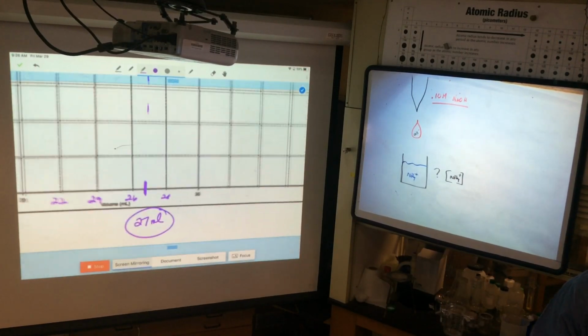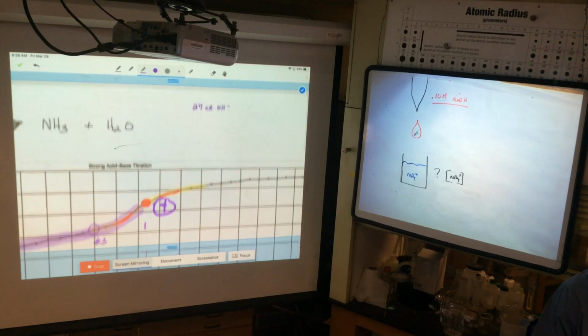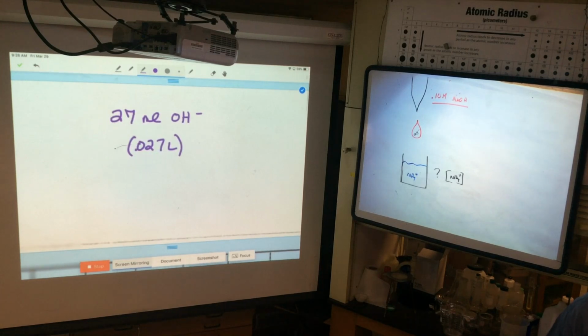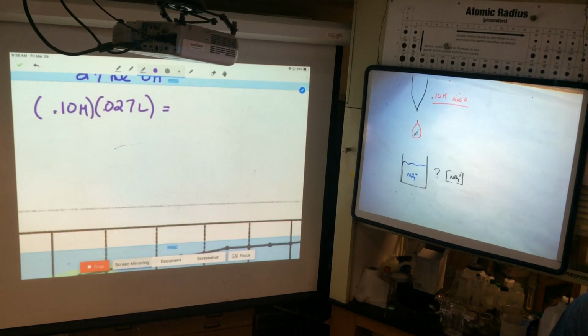It took 27 milliliters, and I'm telling you that the base that we used was 0.10 molar. So convert this to liters. So 0.027 liters. Volume times what? Molarity gives you what? Moles, as long as I write the molar compound. So you should know this. Okay, so I can do this in my head. Going in my head was always dangerous. So 0.0027 moles of what?